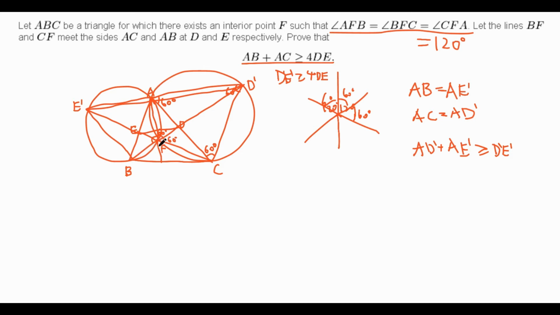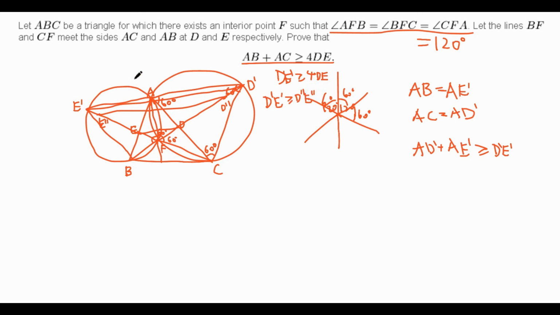And the first thing that comes to mind is we can take a homothety. That is, if we take a homothety with center F, sending line DE to something that's 4 times its original size, so a homothety of ratio 4, then D prime gets sent to something like D double prime, and E gets sent to something like E double prime. And then now we have this line D double prime E double prime that is 4 times the length of DE. And now all I need to do is prove that D prime E prime is greater than or equal to D double prime E double prime.